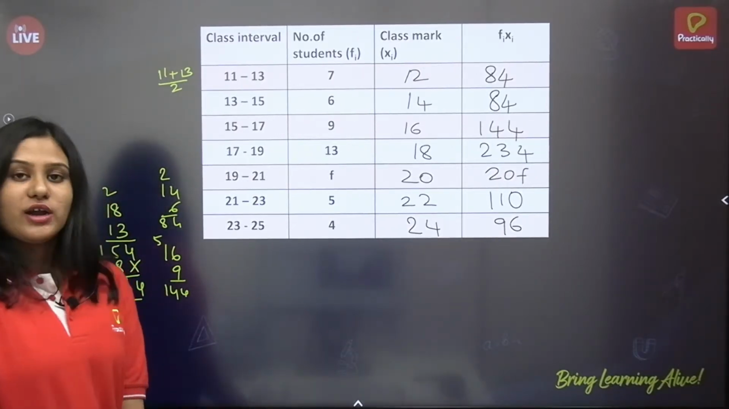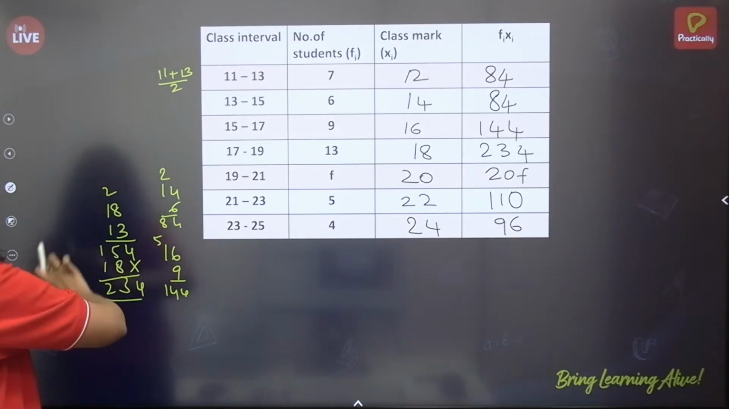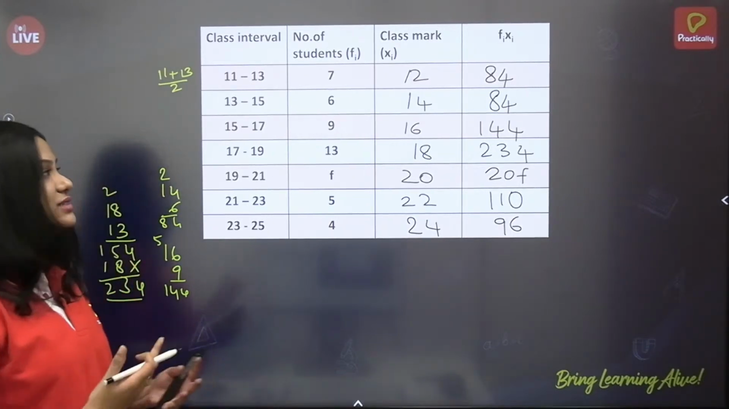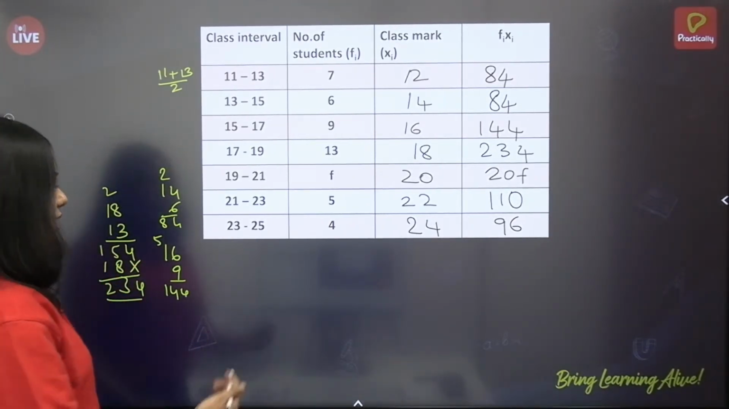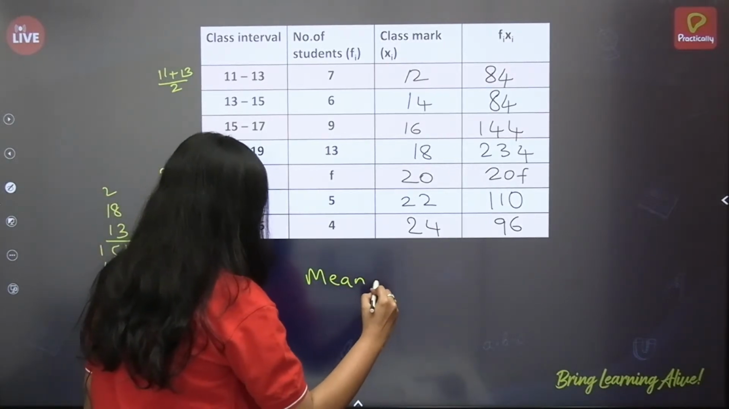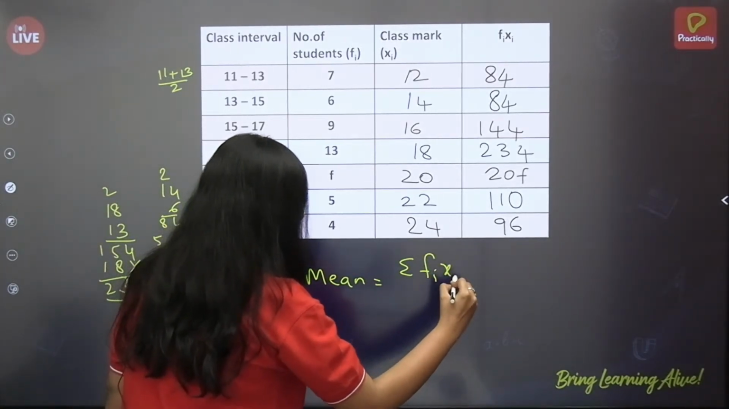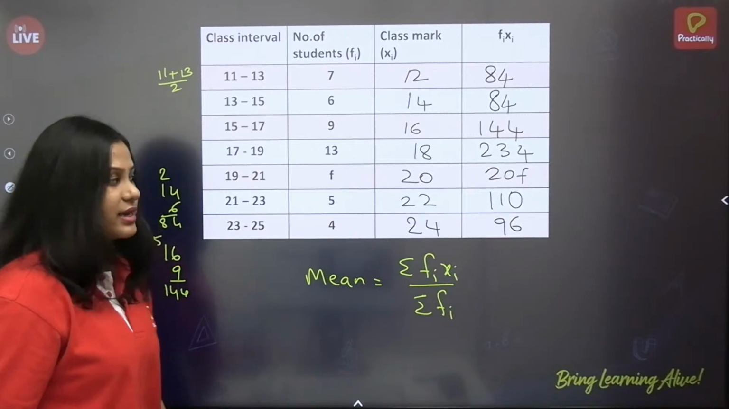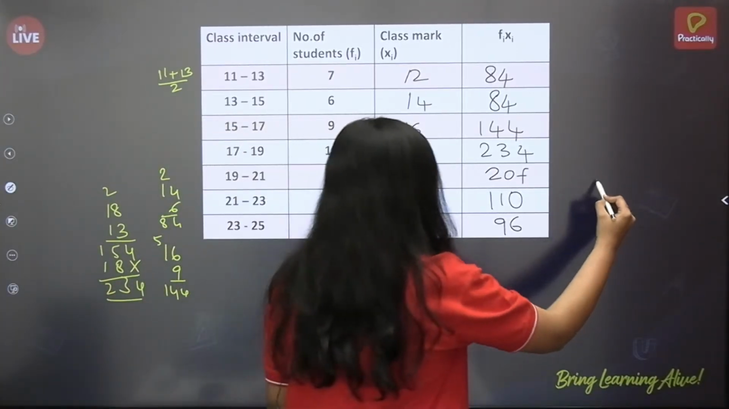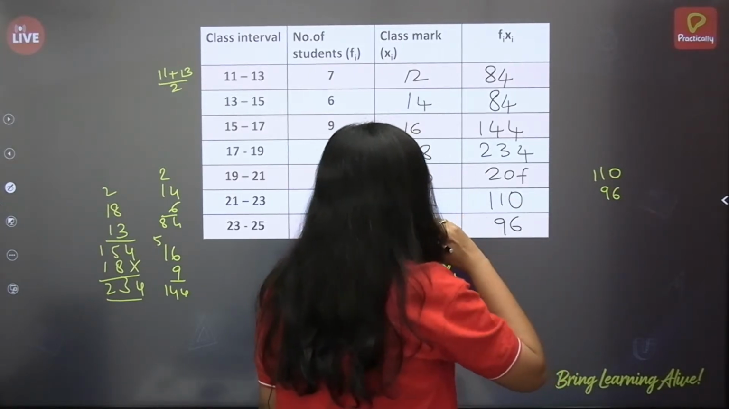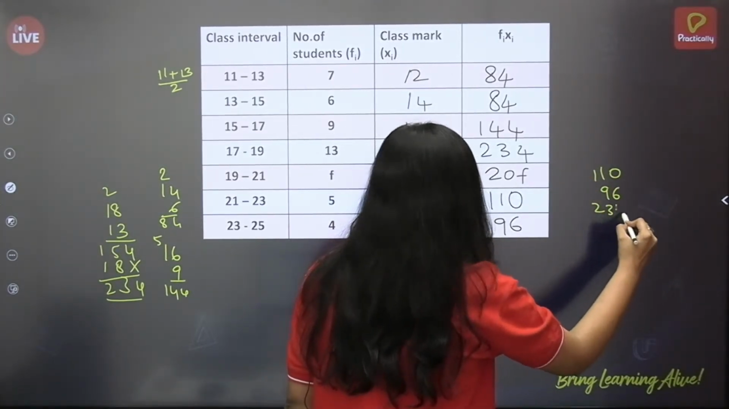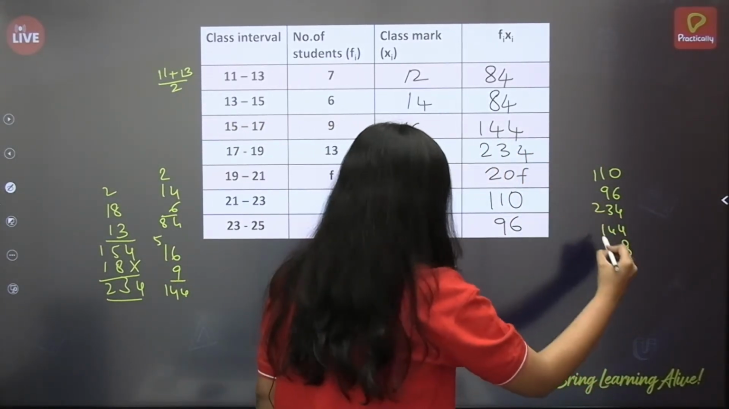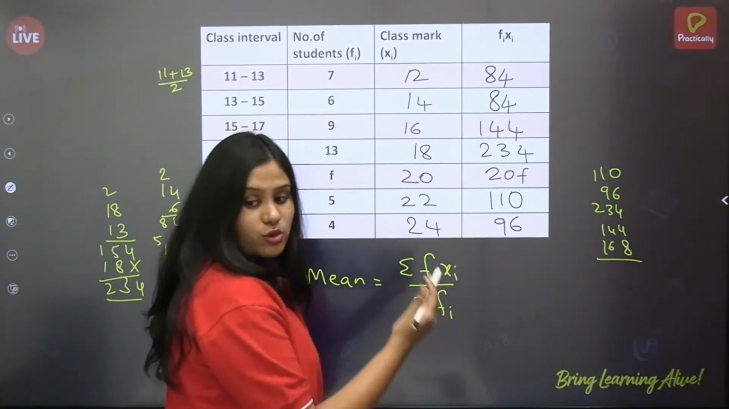Yes. Now we got fi xi. Now what do we have to find? We have to find sigma fi xi by sigma fi. So mean is equal to sigma fi xi by sigma fi. For that, first we have to calculate sigma fi xi. So let us do 110, 96, 234, 144, 4 plus 4, 8, 8 plus 8, 16. So come on, calculate and tell me the answer.